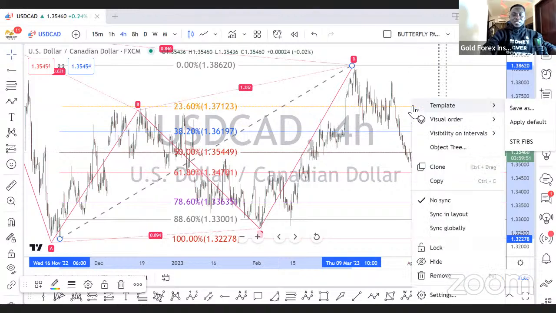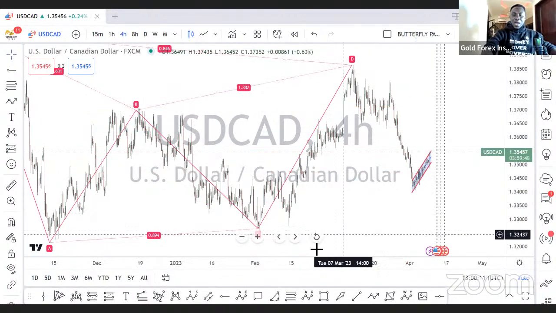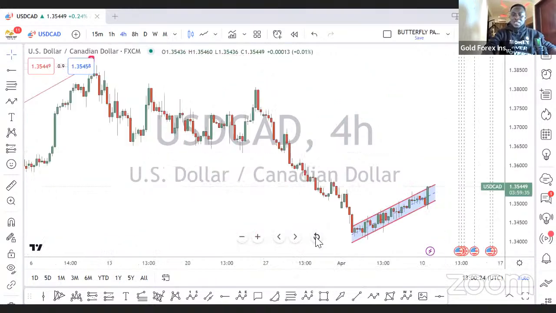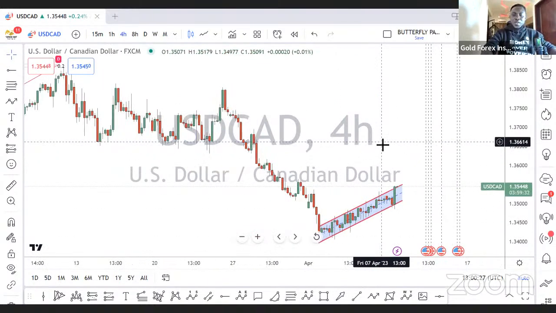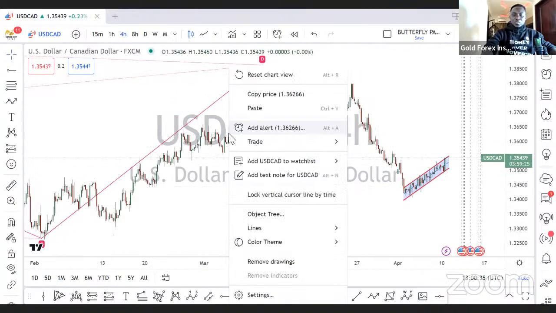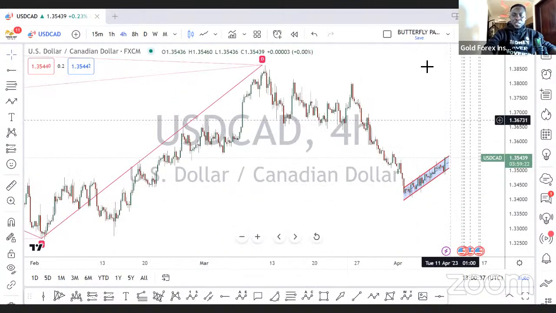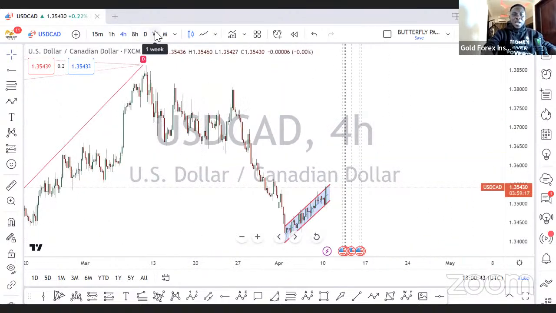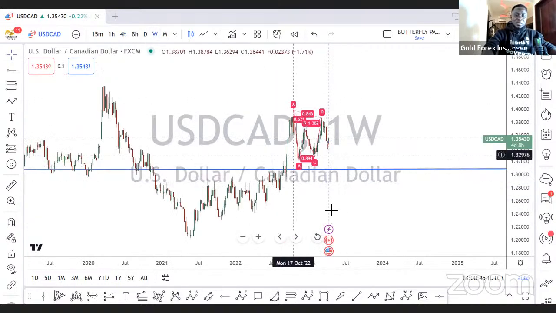I still expect USD CAD to go up. It could be at a slower pace, but I still expect USD CAD to go up. Maybe to this level, or it could just go to the top here before dropping or something. But on the higher time frame, let me show you guys something.